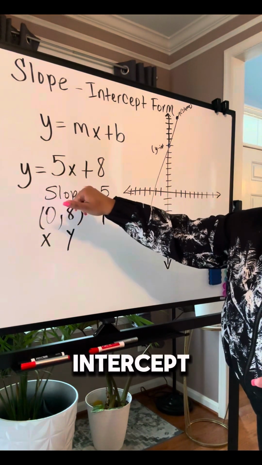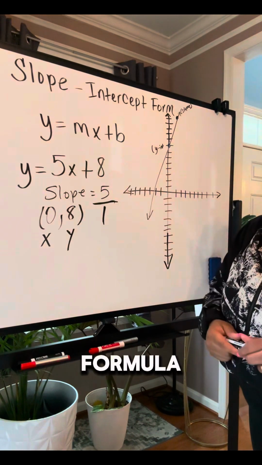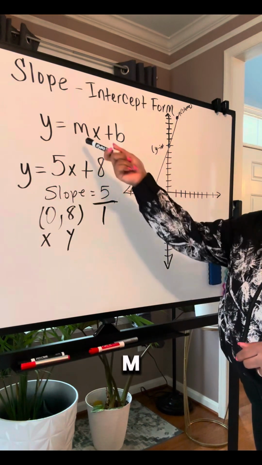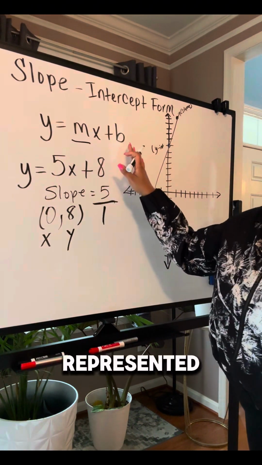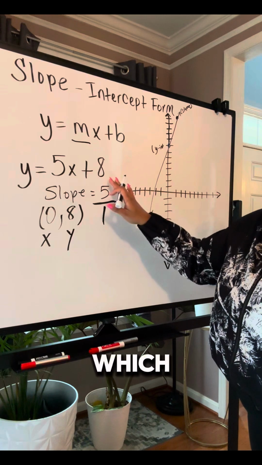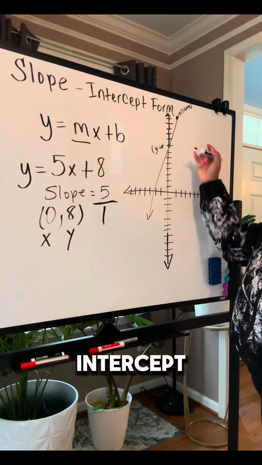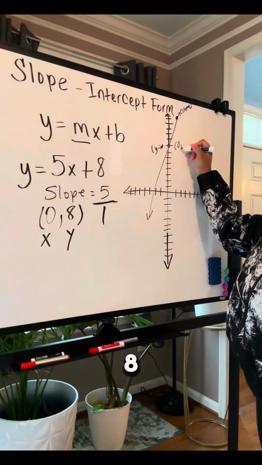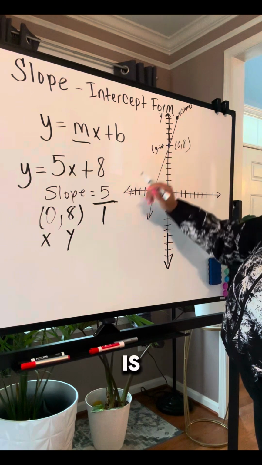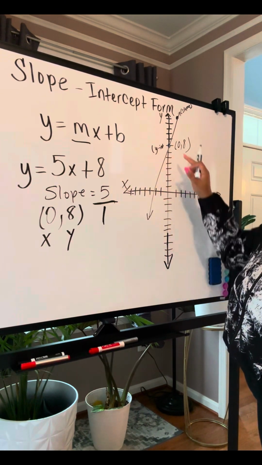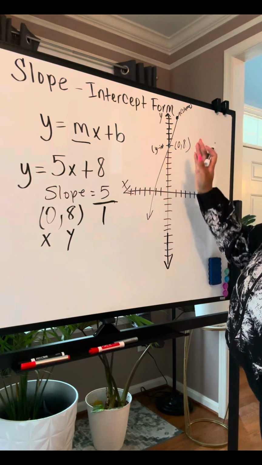If I have y is equal to 5x plus 8, the slope, matching our formula, is going to be 5, because m is representative of our slope. Our y-intercept is represented by the variable b, which is a positive 8. So we go ahead and graph our y-intercept first at (0, 8), right on the y-axis. Remember, this is the y-axis, this is the x-axis. We're going to plot that, then do our slope, go up 5 over 1, and so forth.